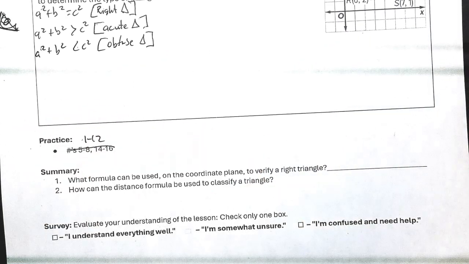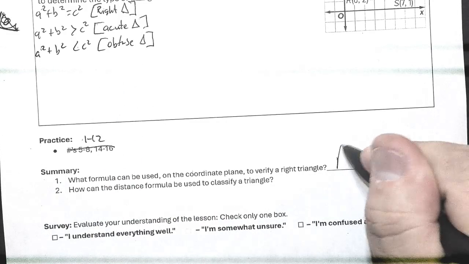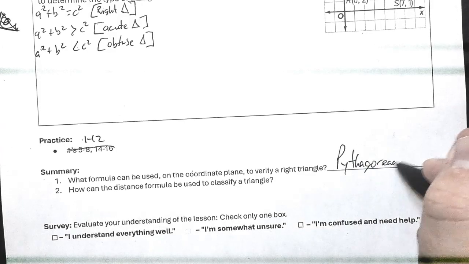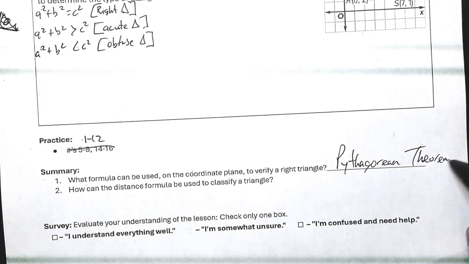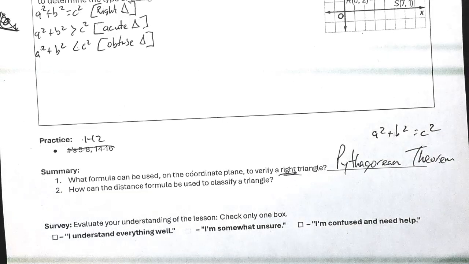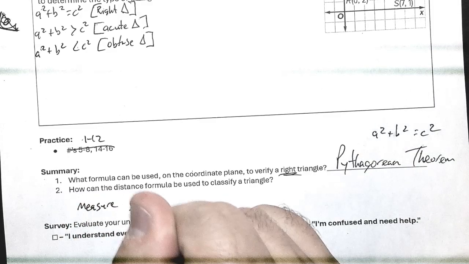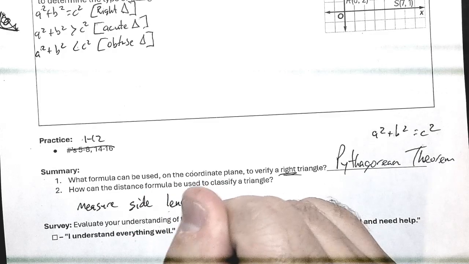All right, practice for this one, 1 through 12. And at the bottom, the summary. What formula can be used on the coordinate plane to verify a right triangle? It's the Pythagorean Theorem, which is a squared plus b squared equals c squared, and it's to verify a right triangle. They skipped that in the lesson, so that's why I'm bringing it in here now. And how can you use the distance formula to classify a triangle? You use it to measure the side lengths, and that's how you determine what type of triangle you have.